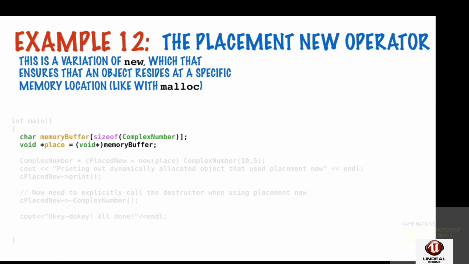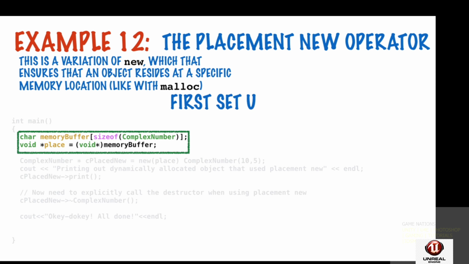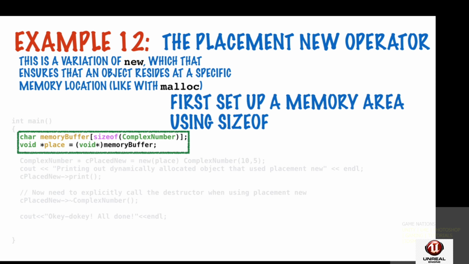Notice first how we allocate space. We set up a memory area where we want the object to live by using sizeof. Why does this work? We use a memory buffer, which is a character array. As you know, each character is typically 1 byte. Sizeof complex number will give us the size for that object in bytes. So we set up a memory buffer with the number of bytes equal to the size of complex number. That's what the very first line does.